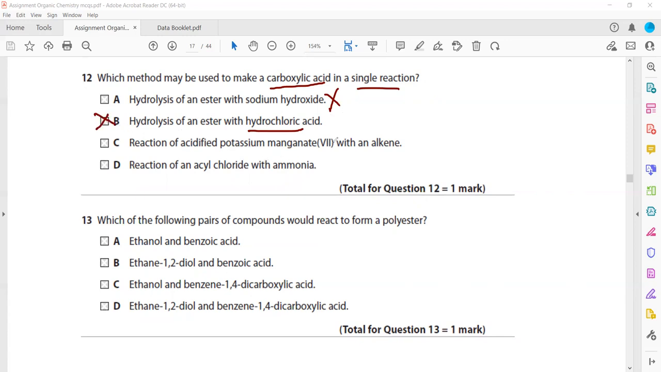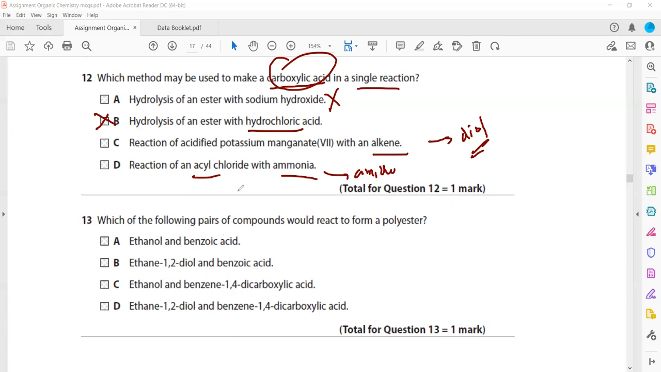Reaction of acidified potassium manganate with alkene will produce a diol, but we don't want to produce a diol. And acyl chloride with ammonia will produce an amide, but we want to produce a carboxylic acid. So A and B can produce a carboxylic acid, but in the case of A, the product, which is a carboxylic acid, will react with sodium hydroxide. So we should carry out the hydrolysis of the ester in acidic condition.